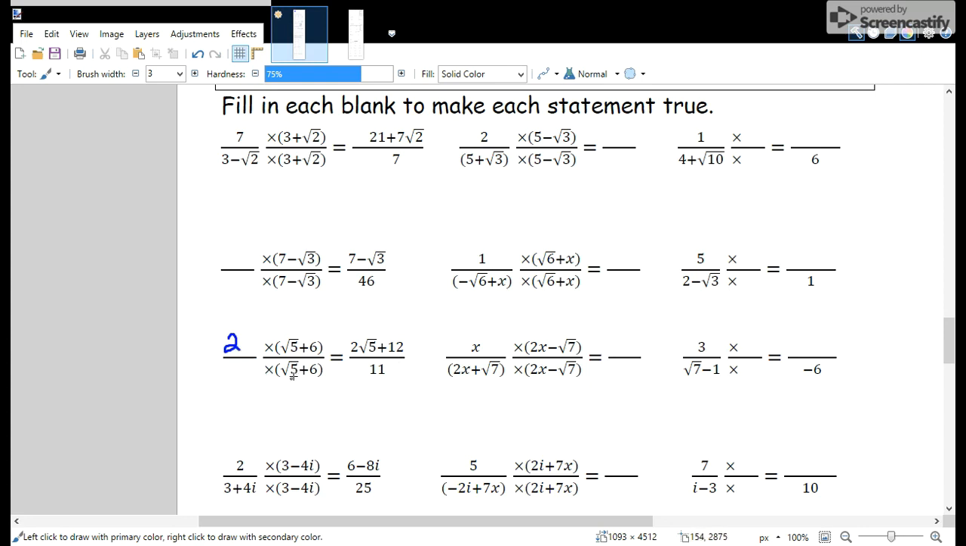Okay, something times the square root of 5 plus 6 equals... That would be the square root of 5 minus 6. I'm sorry, guys. This should be negative 31, not 11. So 5 times square root of 5 times the square root of 5 is 5. Since this is a difference of squares, you're just going to have minus 36.